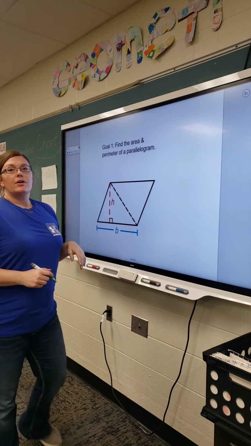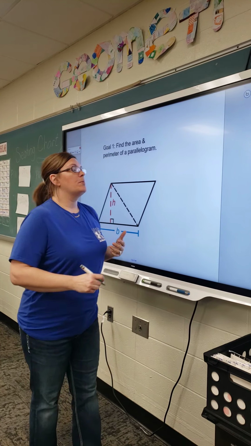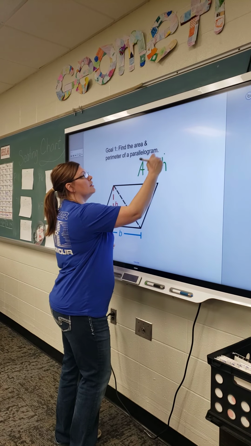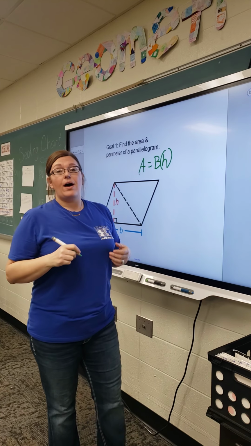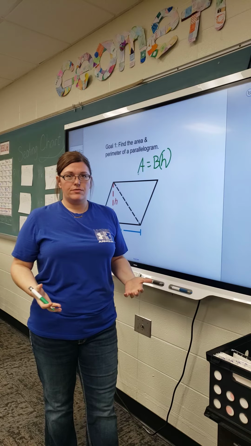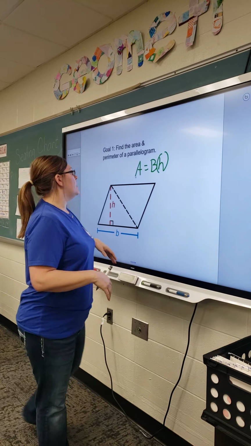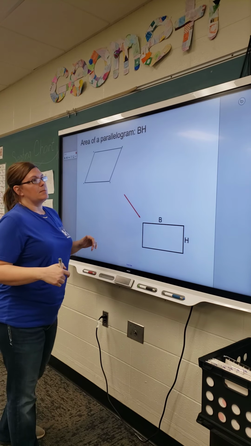So, area and perimeter of a parallelogram. You should remember the formula for that is base times height, okay? Now I would typically give you a graphic organizer for this, so I would be writing these things down so when you come back you have this information. How do we come up with base times height?